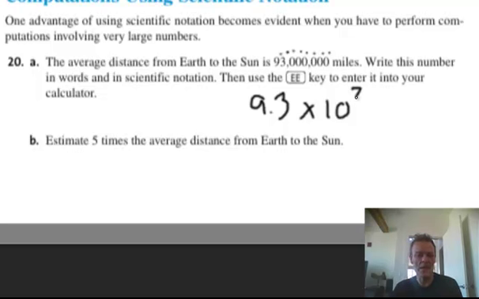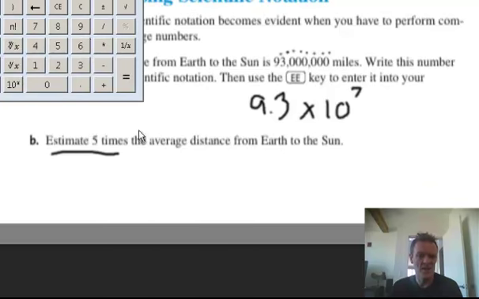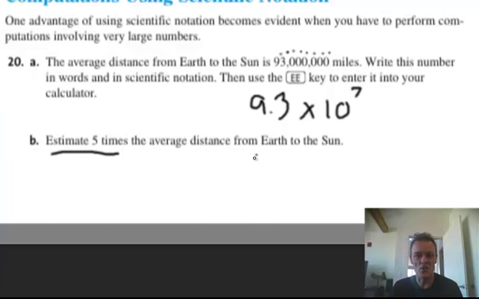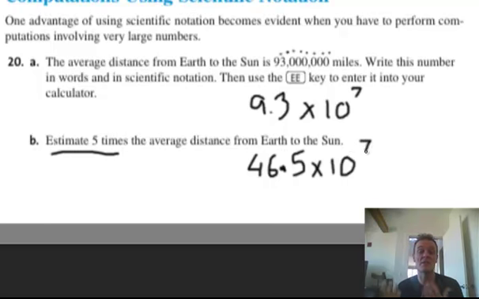Now, look at this. Estimating 5 times that. That estimation is up to you, but if you put that in your calculator, 5 times this is just saying what's 5 times 9.3. I'm going to cheat and bring up the calculator. What is 5 times 9.3? It is 46.5. So 46.5 times 10 to the 7. I just multiplied 9.3 times 5 and got 46.5.